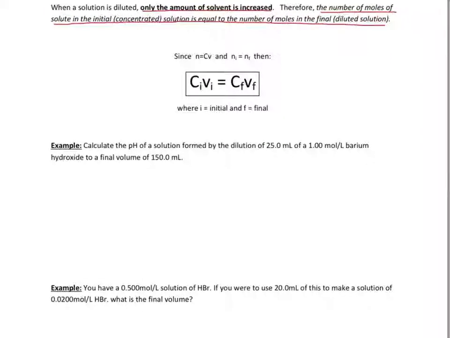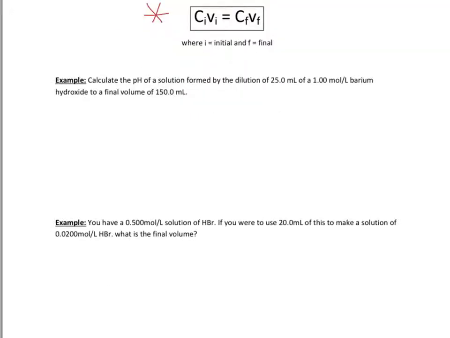Recall from Chemistry 2202 that the dilution formula is CiVi equals CfVf. While this was given to you in Chemistry 2202, it will not be provided in Chemistry 3202 or IB. This can also be written as C1V1 equals C2V2. Recall that the initial solution is the concentrated solution and the final solution is the diluted solution. This may be important for deciphering further examples. Let's work through several examples.